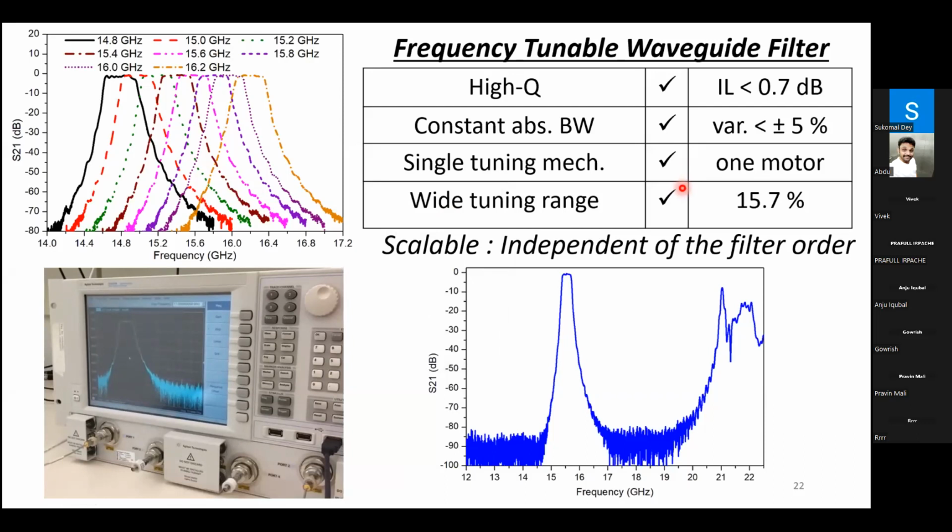So we were able to achieve one of the goals, that is, to realize the tunable bandpass filter using a single tuning element, maintaining the constant absolute bandwidth, high Q, insertion loss is pretty good, and around 15% tuning range. So we were able to meet all the desired parameters. And the added advantage of the proposed design methodology is that it is scalable. What do we mean by scalable?